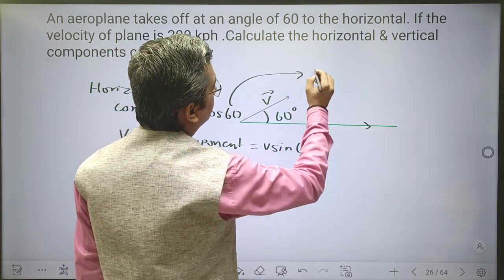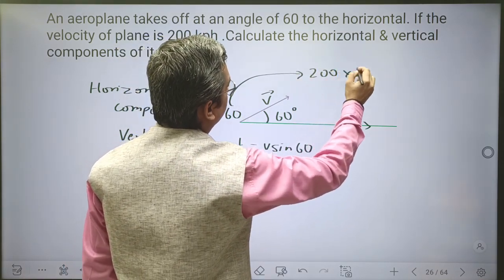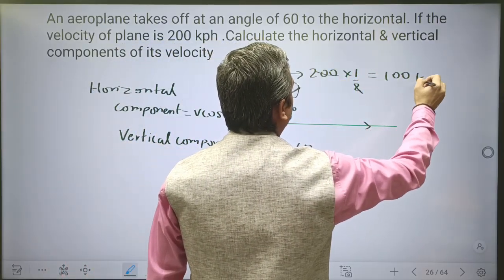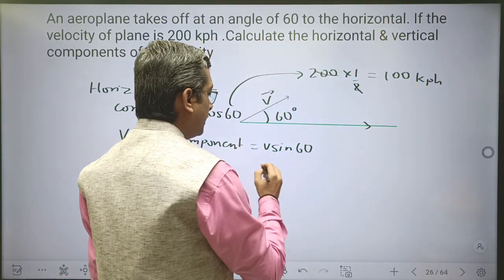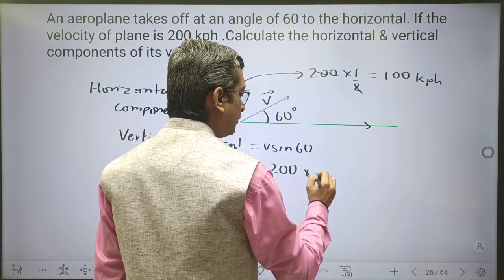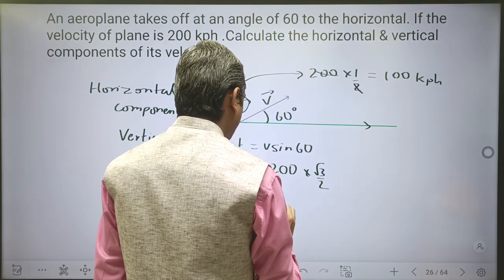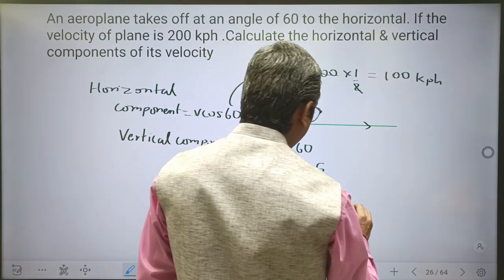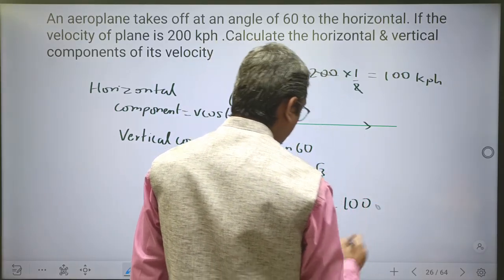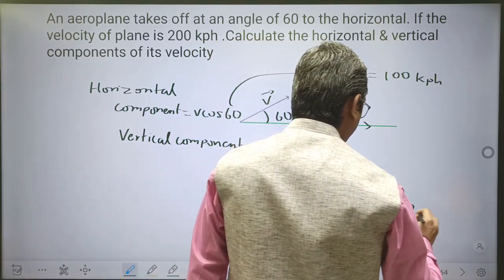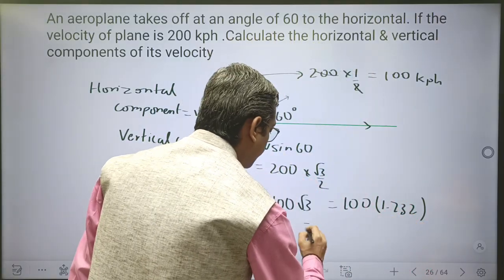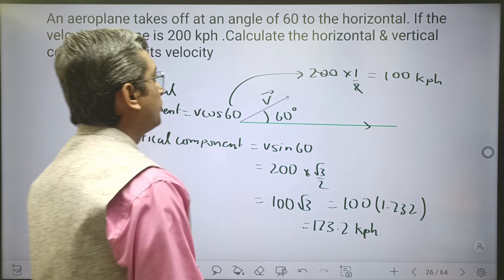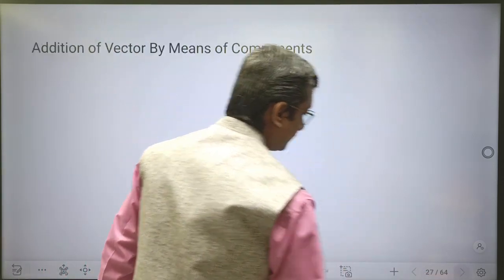So if you solve it further, this will be 200 into cos 60, which is 1 by 2. So this is 100 kilometer per hour, 100 kph horizontal component. And if you solve this, it is 200 into root 3 by 2, which is 100 root 3. You can take its approximate value, root 3 as 1.732, and this is nearly equal to 173.2 kph. This is the vertical component. So that's all for this question.